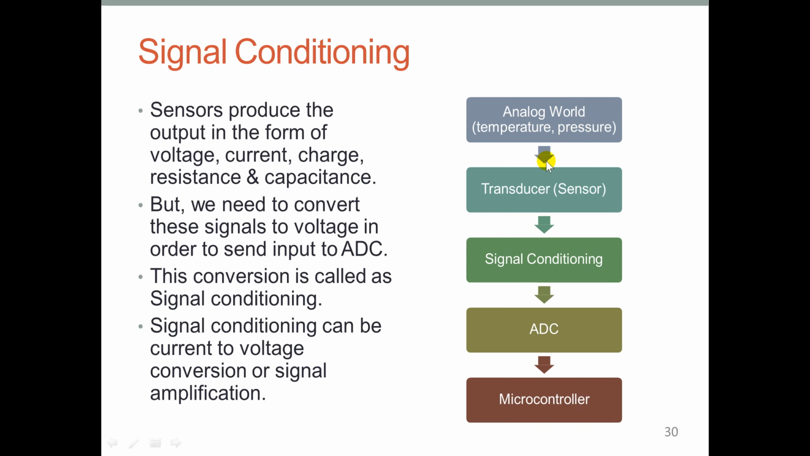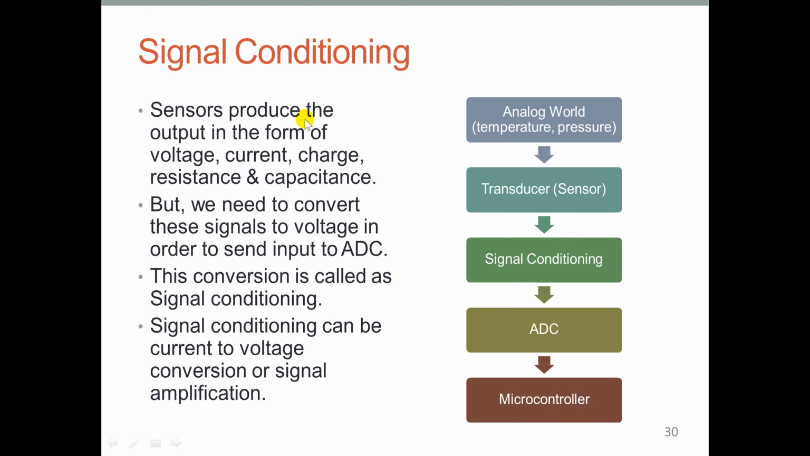Then that analog quantity is fed to the transducer, which we may call a sensor. Then we have to do signal conditioning. After signal conditioning, we give it to the analog to digital converter. After converting the analog signal to digital, we give that data to the microcontroller to take the necessary action. This is how the flow takes place.